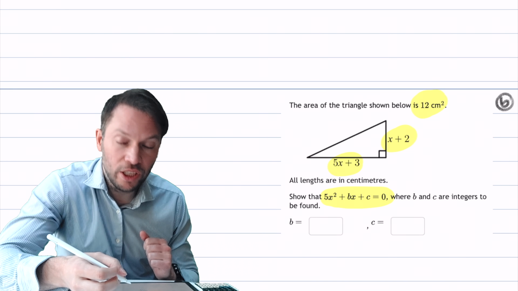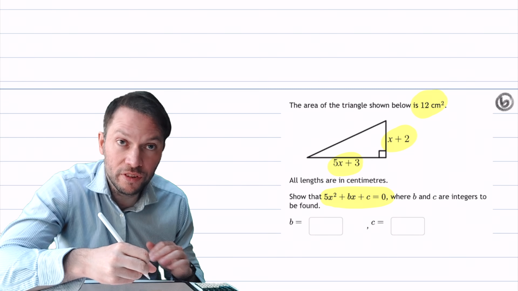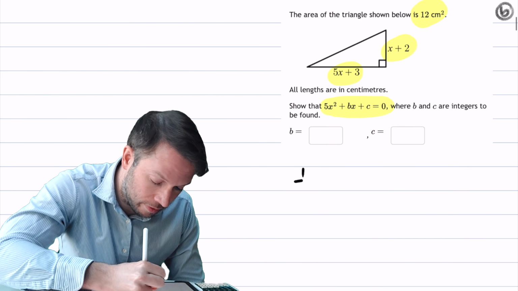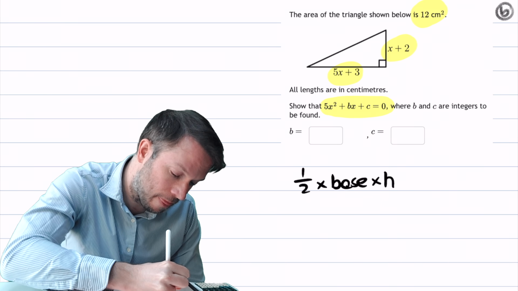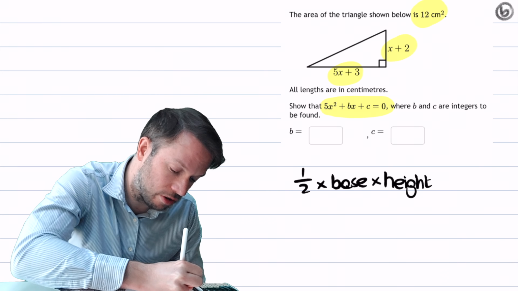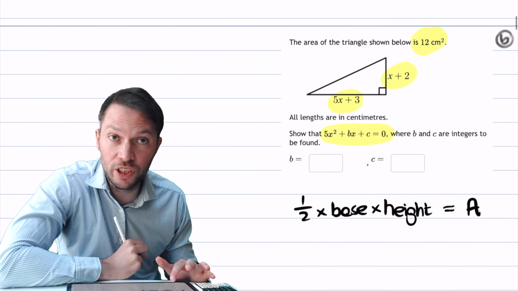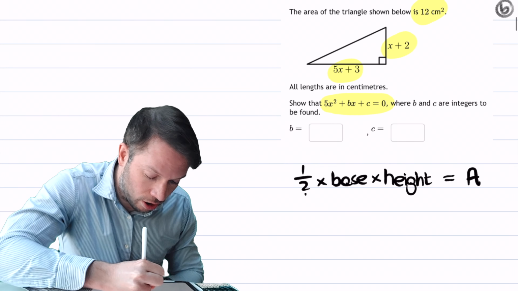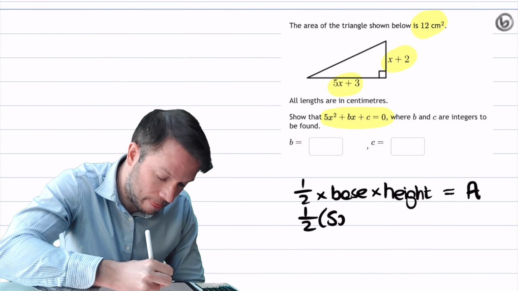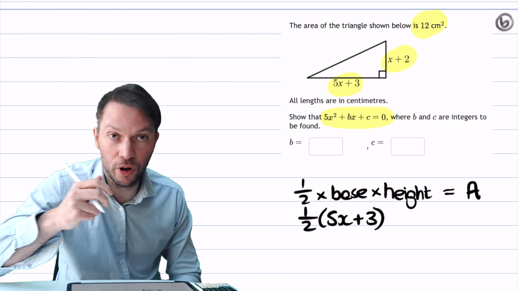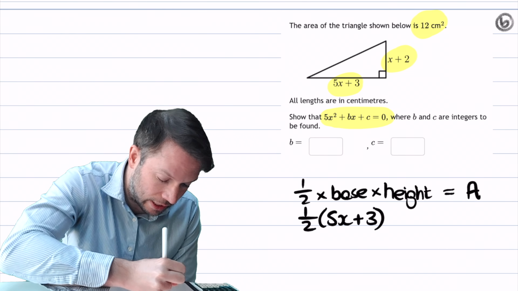So how would we usually find the area of a triangle? Well, we would do half times base times height. So half times base times the height of the triangle would be equal to the area of the triangle, A. Now let's just substitute what we have here. We've got half times the base, which is 5x plus 3. Notice I put that in brackets because we want half of all of 5x plus 3, times the height, and the height is x plus 2.